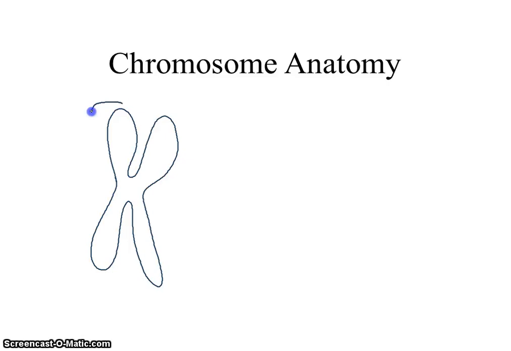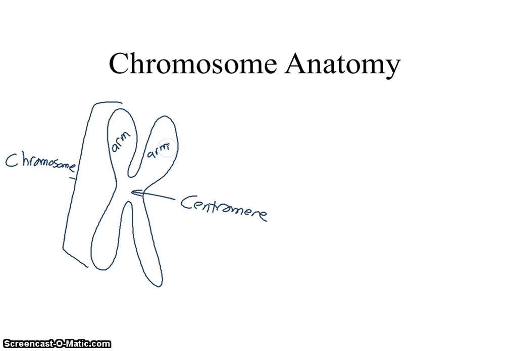And so the whole thing, we would call this whole thing a chromosome. The middle of a chromosome, where the different parts of the X join together, is called the centromere. It almost sounds like the word center a little bit, but centromere. And then a chromosome has arms to it, and they have different names. One's called the P arm, one's called the Q arm. We're not going to worry about that. I just want you to know that these are the arms of the chromosome.